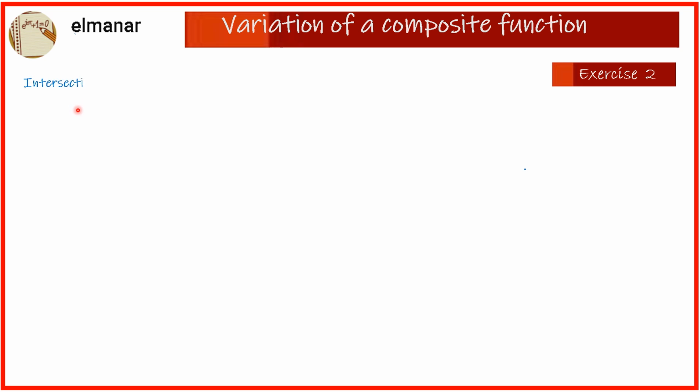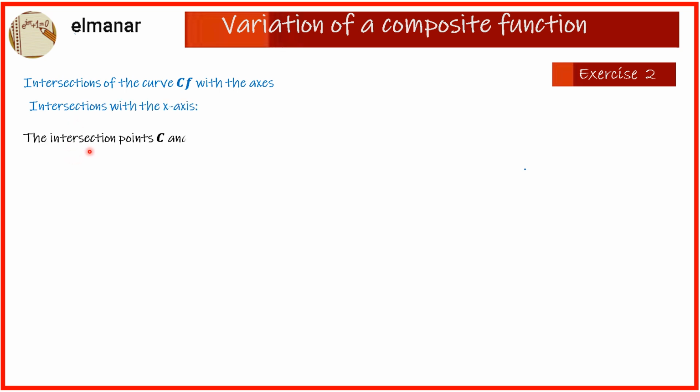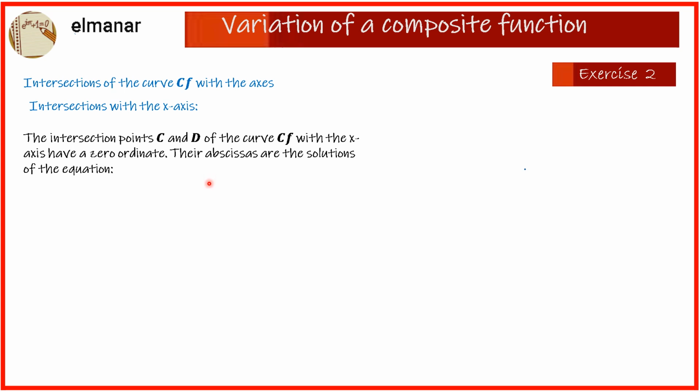Intersections of the curve with the axes. Intersections with the x-axis. We are looking for the points where the graph associated with the function f of x intersects the x-axis. These points have a y-coordinate equal to 0. The x values of these points are the solutions of the following equation, f of x equals 0, which is equivalent to solving the equation x squared minus 3 times x minus 4 equals 0.